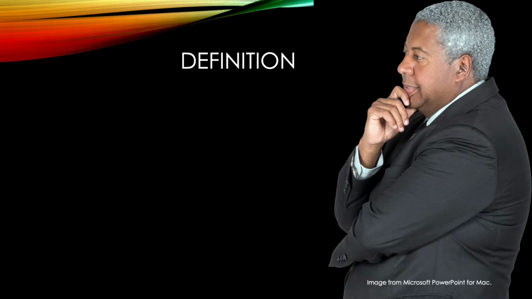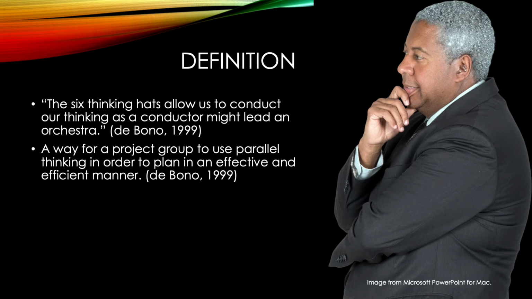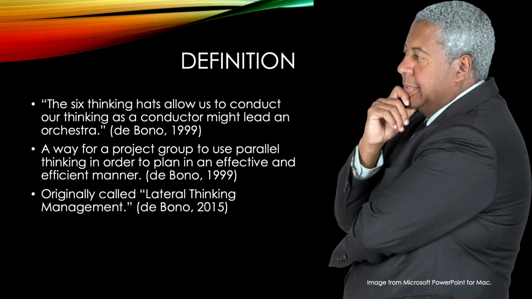So let's start at the beginning with the definition. The 6 thinking hats allow us to conduct our thinking as a conductor might lead an orchestra. This is said by the creator of the 6 thinking hats, Edward de Bono. And basically, it's a way for a project group to use parallel thinking in order to plan in an effective and efficient manner. This is also referred to as lateral thinking management, according to Edward de Bono.